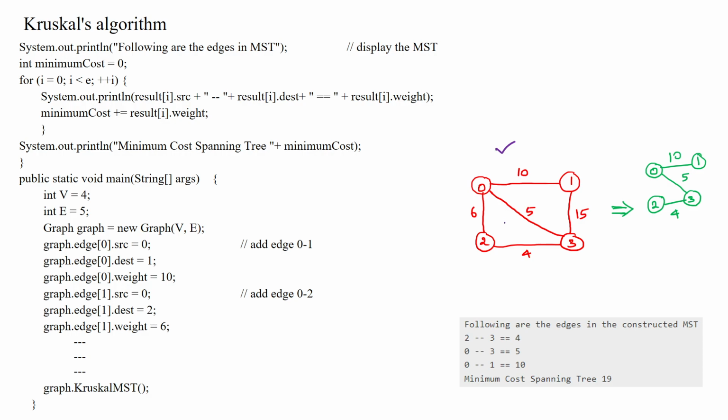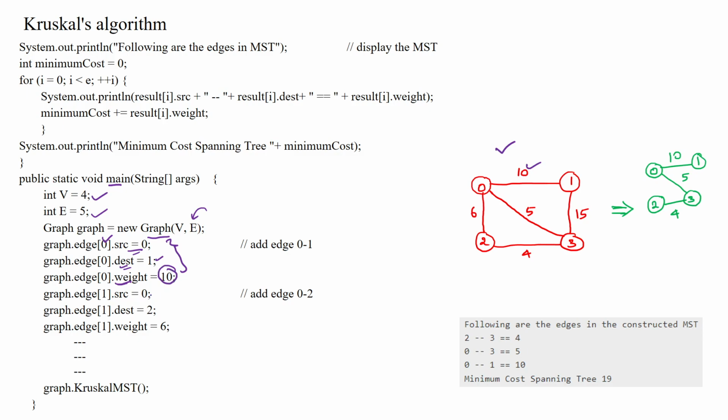For this graph we have to pass the vertex, source vertex, destination vertex and weight. In the main method we are defining the number of vertices as 4 and the number of edges as 5, and we are going to call the graph class with the number of vertices and edges. Here we are passing source vertex 0, destination vertex 1, and the respective weight, so 0 to 1 is 10.